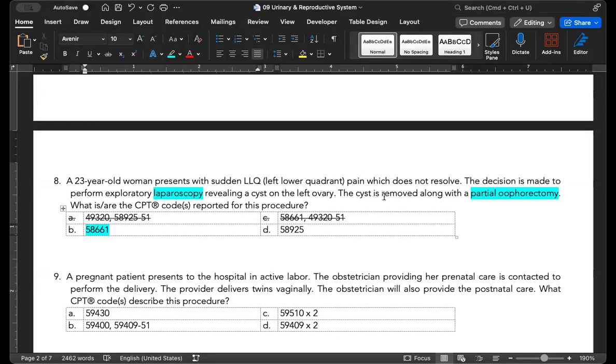So think about this. Should we also code the cyst? I guess we know that we're not, because we know that B is the correct answer. But why are we not coding the removal of the cyst on the left ovary? Any thoughts?